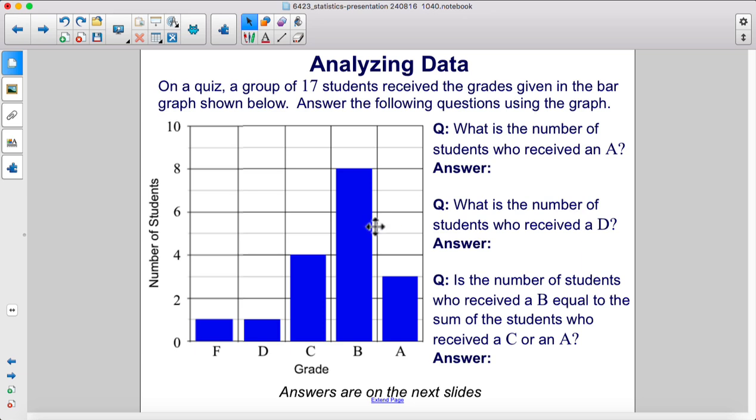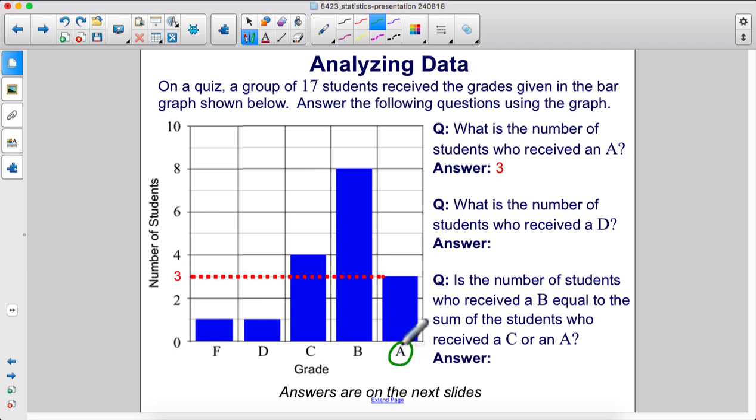What is the number of students who received an A? Okay, so to answer this one, we go to the A column and we see that it goes up this far. So we look to the left and we see that it's halfway between 2 and 4, which is 3. The answer is 3. Next question.